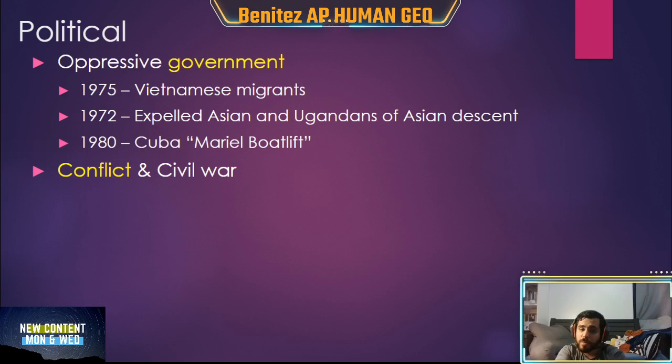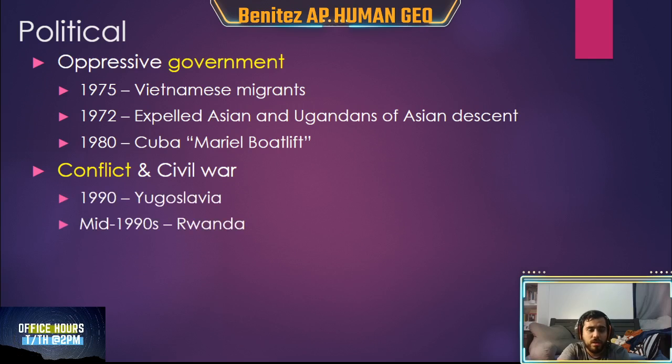Also, another political reason why people are being pushed out of their country is either there is internal conflict in the country, or there is a civil war. A famous example would be in Yugoslavia. There was definitely a civil war. In Rwanda, two groups, the Hutus and the Tutsis, were fighting against each other. There was civil war.